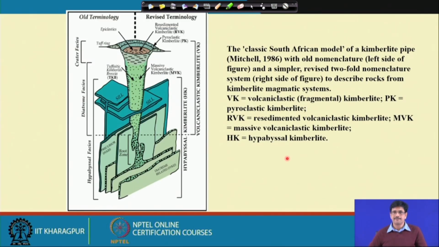So, this gives the classic South African model of a kimberlite pipe with the old terminology and the revised terminology. We know that this is divided into different phases with depth. The top part was known as the crater phase, or now it is known as the volcaniclastic kimberlite, or the VK. This is the pyroclastic kimberlite.